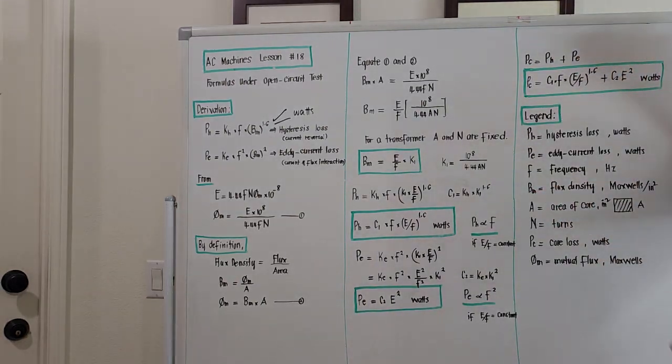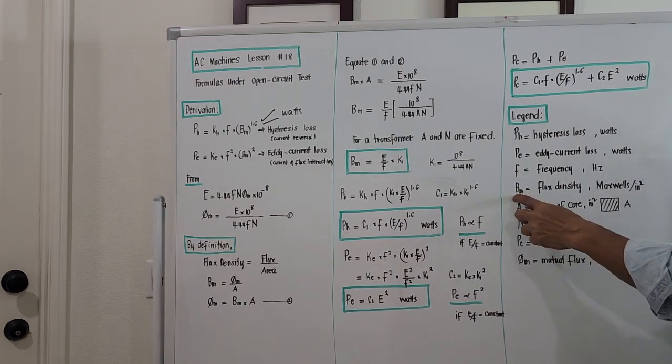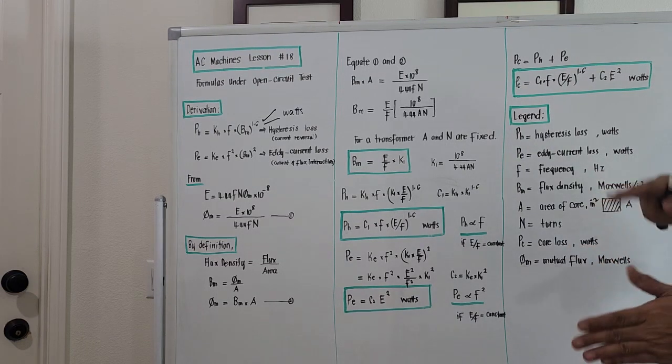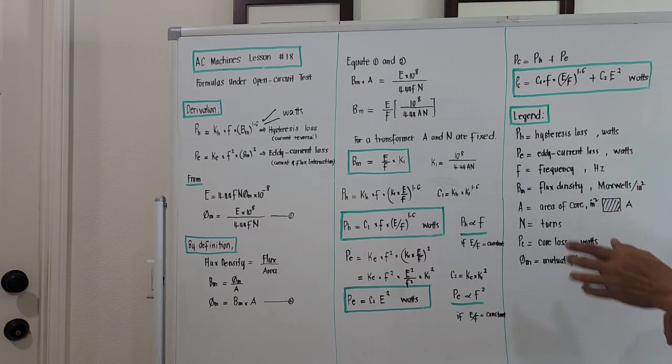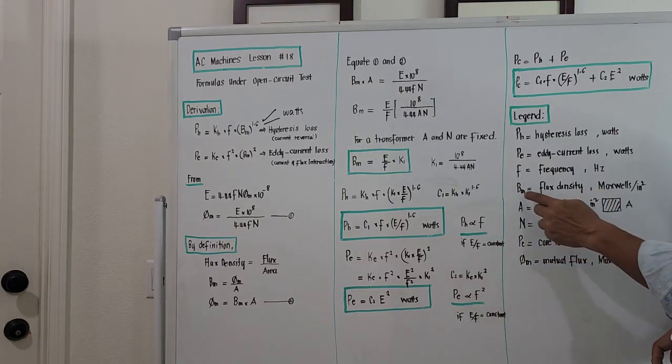Flux density is designated by capital letter B. Am I still on camera? The unit of flux density is Maxwells per square inch. Maxwell is the family name of the one who discovered flux density, right?